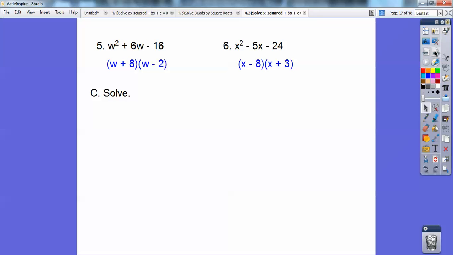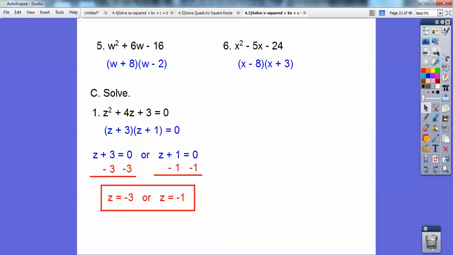Now, solve. We're going to set them equal to 0, so we do the same thing as factoring. Factors of 3 that add to 4: 3 times 1. Then the zero product property says this factor equals 0 or this factor equals 0. Whenever I have something times something equals 0, then this one equals 0 or this one equals 0. So set them equal to 0 individually. Subtract 3 and subtract 1, and I get z equals negative 3 or z equals negative 1.